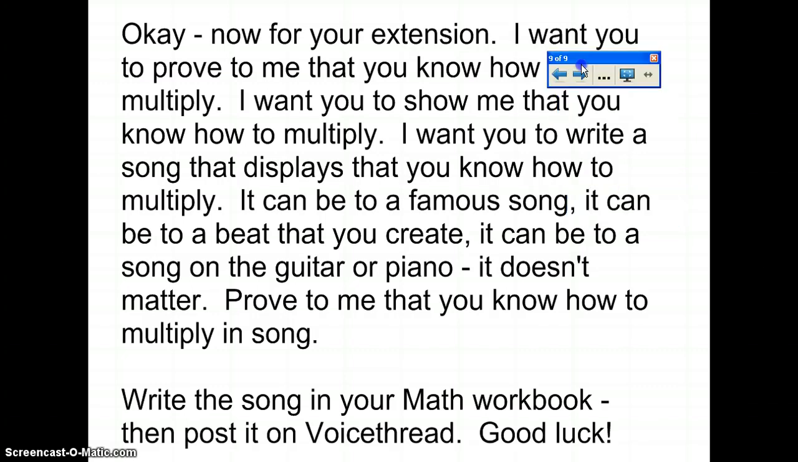And that song is going to display how smart you are and how amazing you are. There will be a VoiceThread that talks about songs, that asks for your songs. You're going to write the song in your math workbook, and then you're going to post it on the VoiceThread. All right? Good luck. If you have any questions, ask.